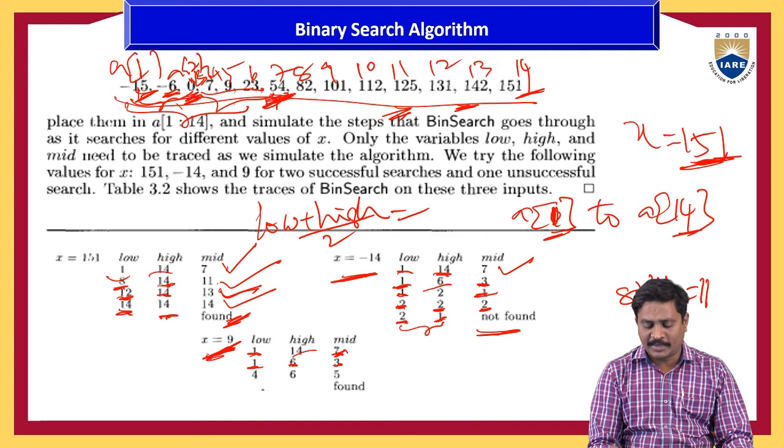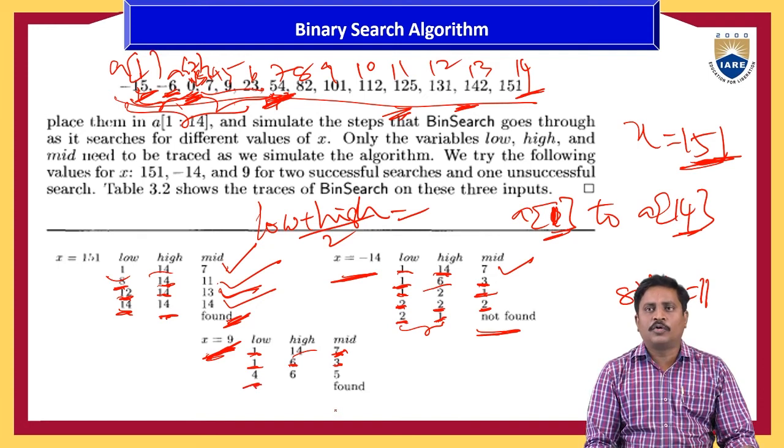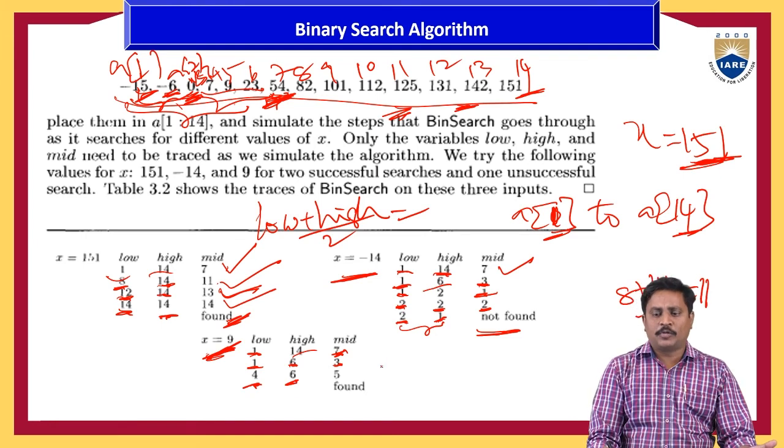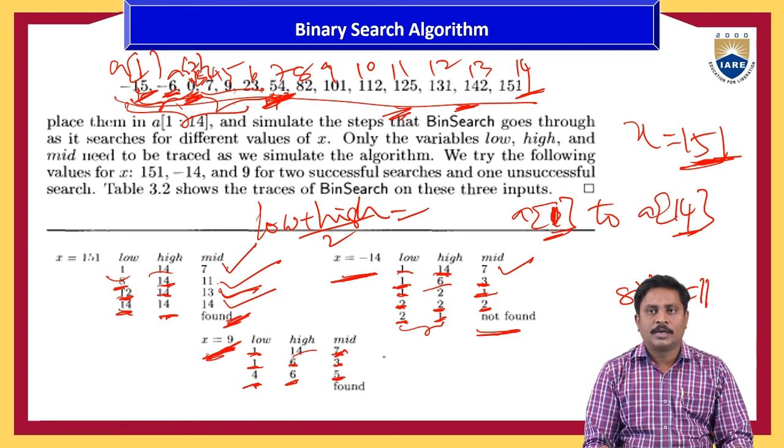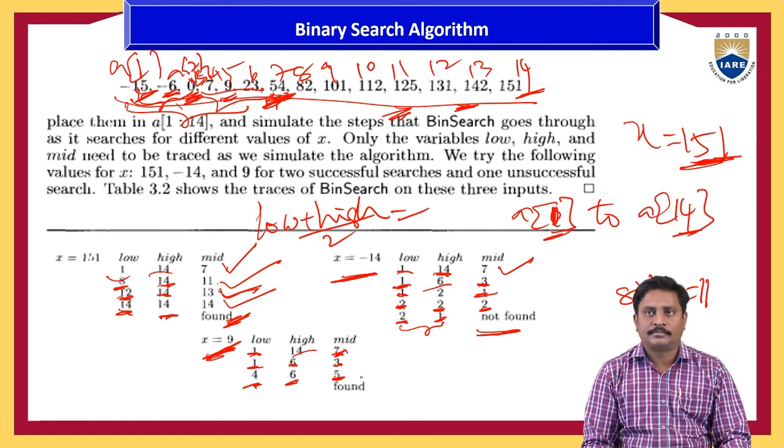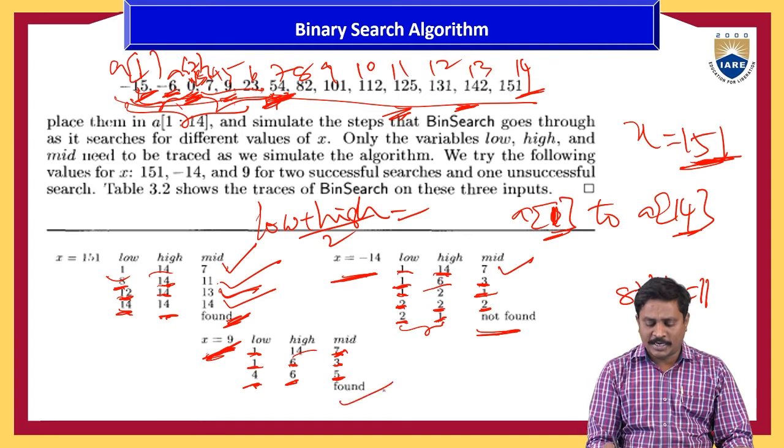Mid plus 1 means here 3 plus 1 is 4. 4 to high value, which was previously 6. 4 plus 6 by 2, 10 by 2, means the 5th position is the mid value. Now, 9 compared with the 5th position value. The 5th position value is 9. So, 9 is equal to 9. So, the element is found at the 5th position.